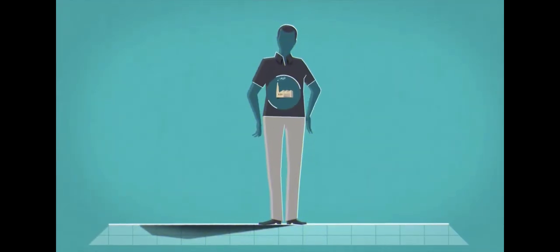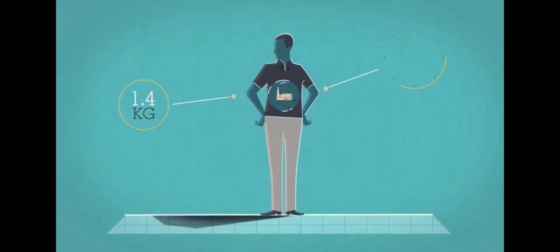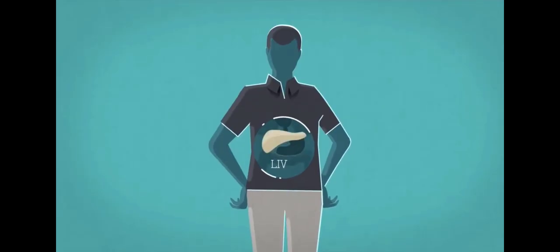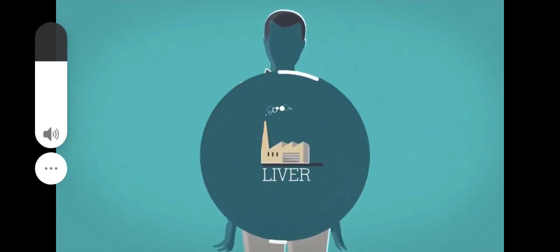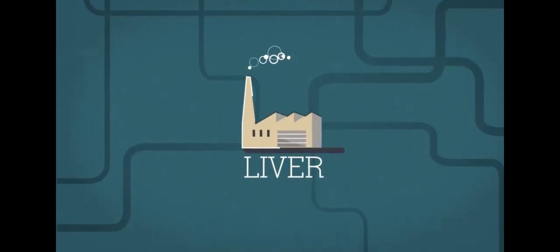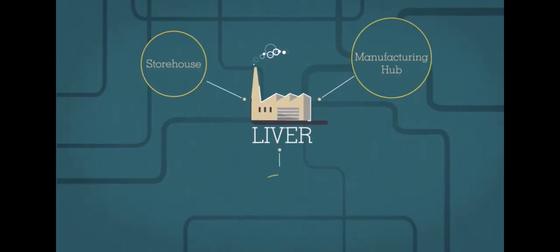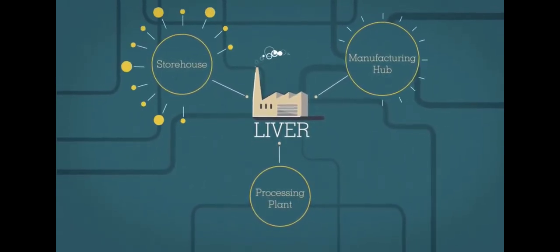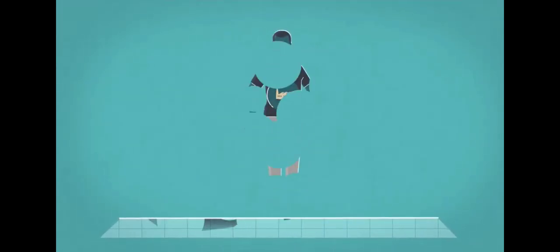There's a factory inside you that weighs about 1.4 kilograms and runs 24 hours a day. This is your liver, the heaviest organ in your body and one of the most crucial. This industrious structure simultaneously acts as a storehouse, a manufacturing hub, and a processing plant. Each of these functions involves so many important subtasks that without the liver, our bodies would simply stop working.